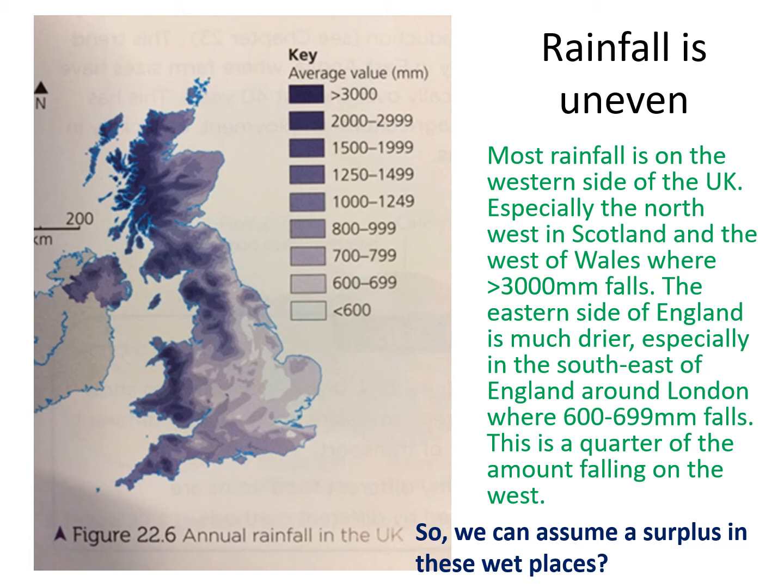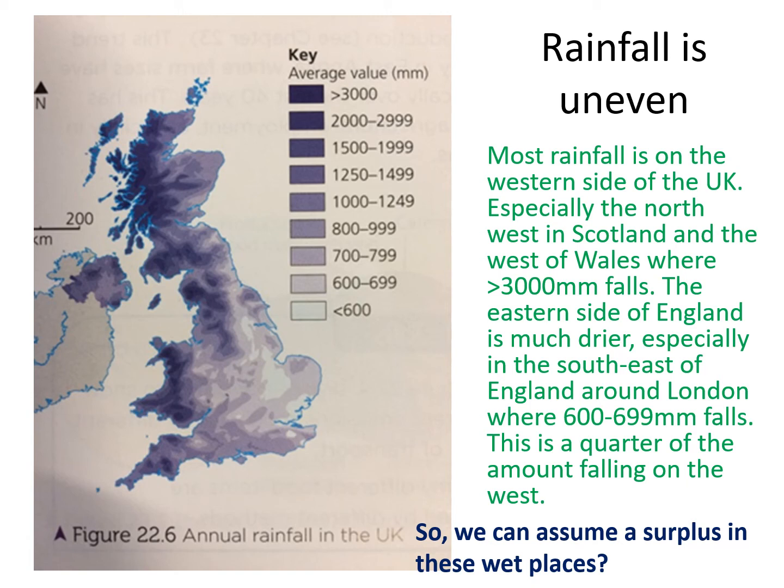The eastern side of England is much drier, especially the southeast around London, where 600 to 699 millimetres falls. This is a quarter of the amount falling on the west. And again, I've tried to manipulate the numbers there as well. So that's what I would call a really good answer. Dirt your answer, make your answer better.